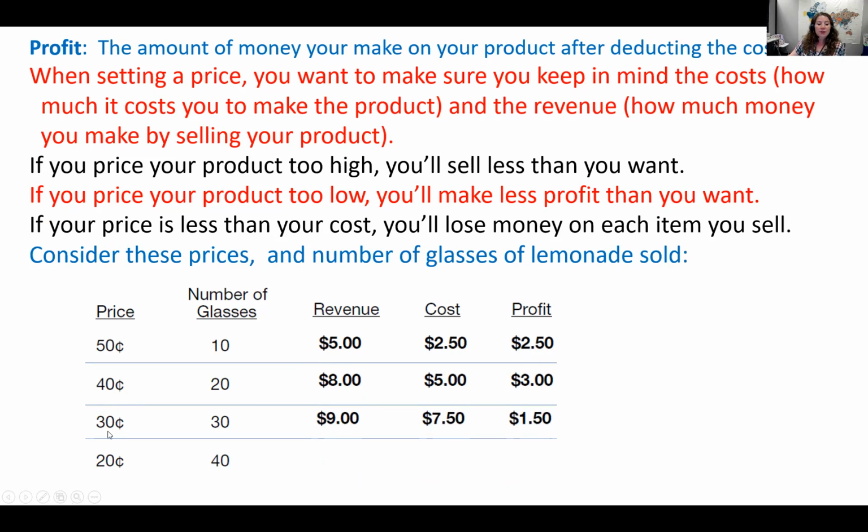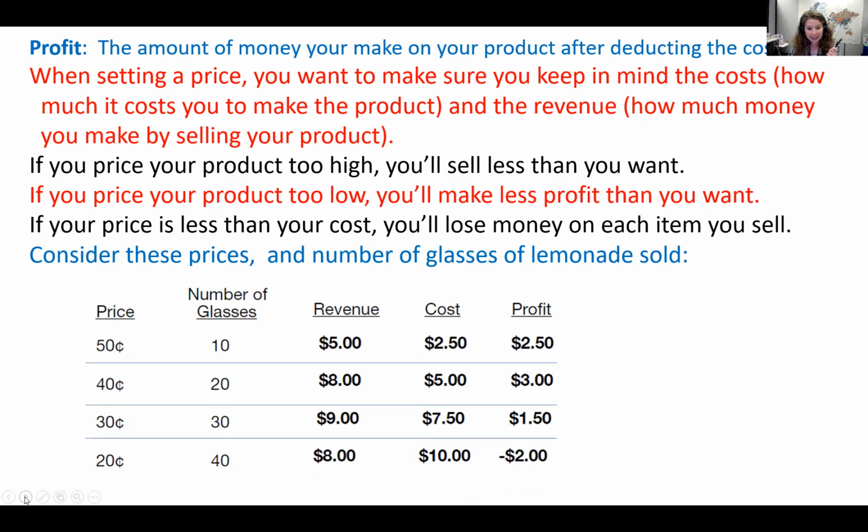When they sold it for 30 cents, the revenue went up to $9 by selling 30 glasses. Their cost also went up, and look at the profit. They actually made less profit than they did when the lemonade was 50 cents a glass and 40 cents a glass. Now they sold the most at 20 cents a cup.